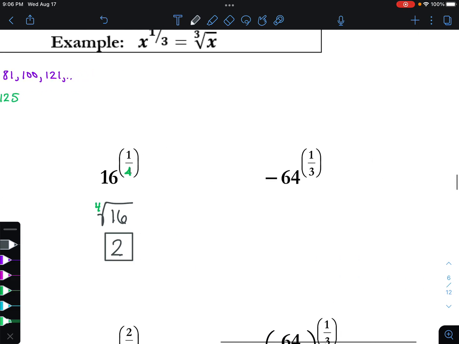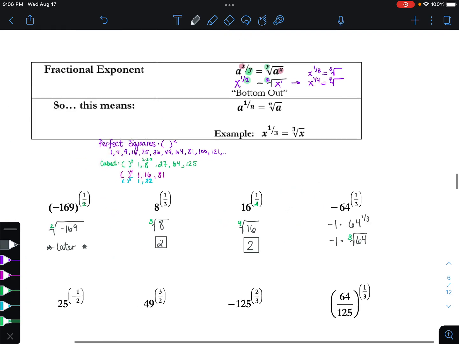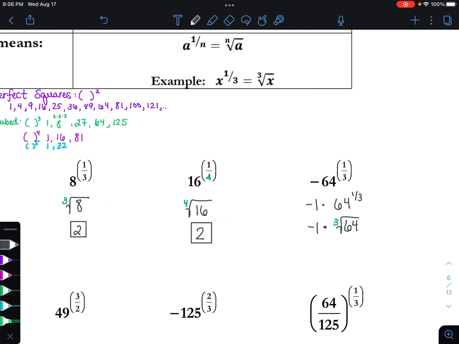Awesome. And then this one we have to be careful. There are no parentheses including that negative. So this is like saying -1 times 64 to the 1/3. So if we follow that, we're just going to keep multiplying. That bottom comes out. So this is the cube root of 64. So what times itself 3 times is 64? Well, 4 times 4 times 4 is 64, right? That's one of our perfect cubes. So this equals -1 times 4, which is -4.